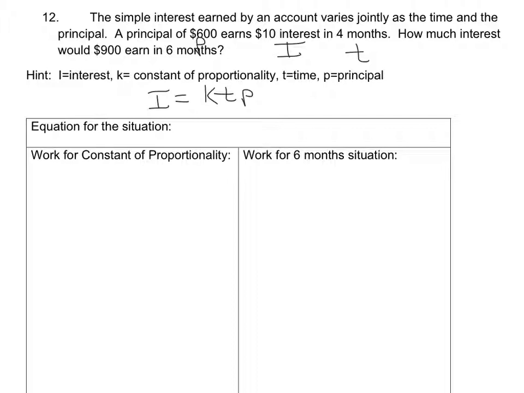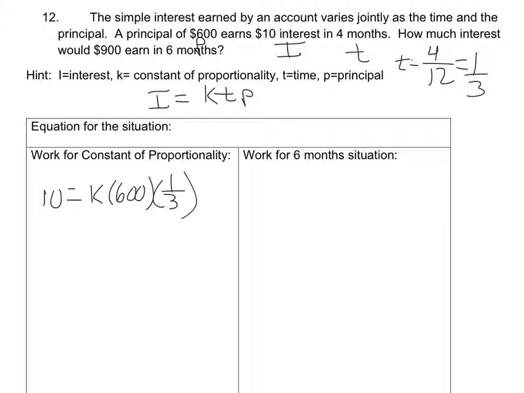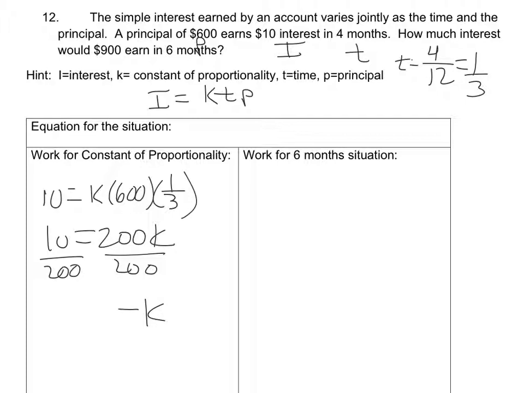So time is always done in years though. So our t here is 4 divided by 12, which is 1/3, okay? So when we go to do this, we have 10 equals k times 600, that's the p, times 1/3. Doesn't matter the order you multiply. So you get 10 equals 200k, divided by 200. You get k equals 1/20.